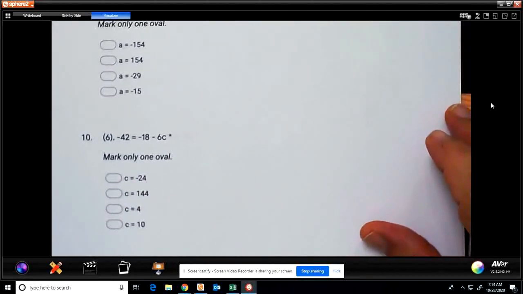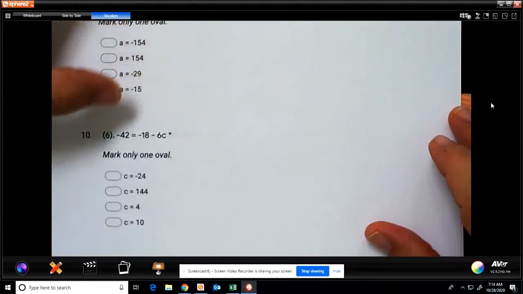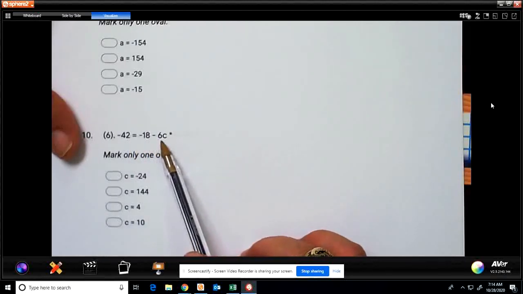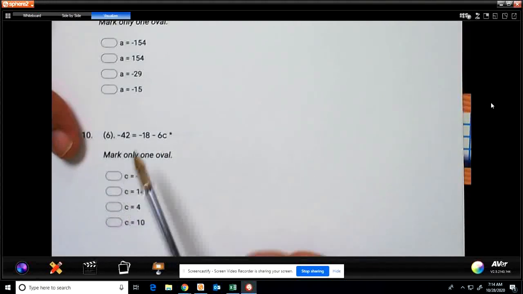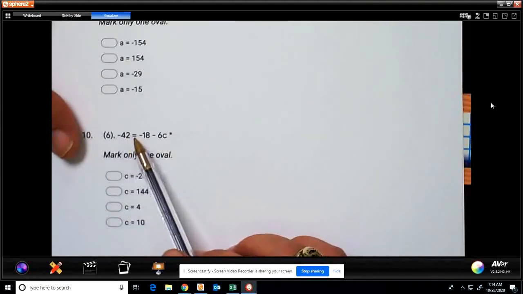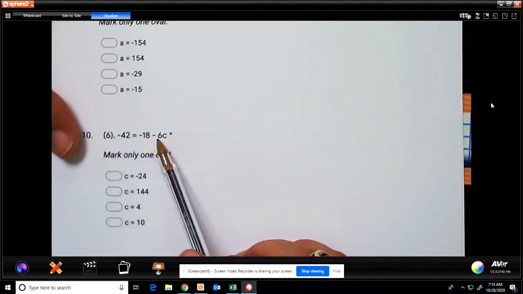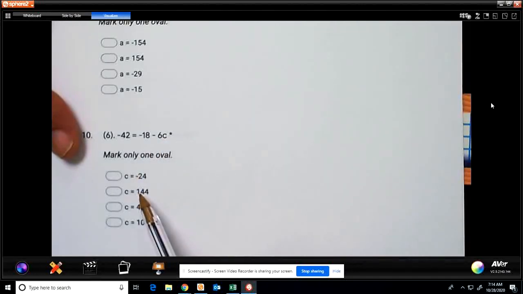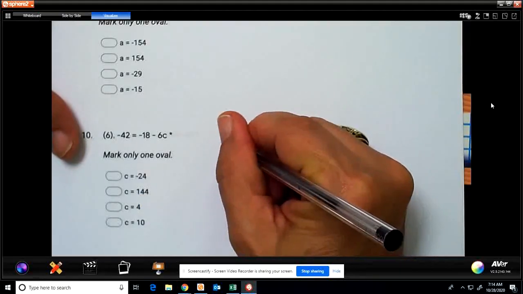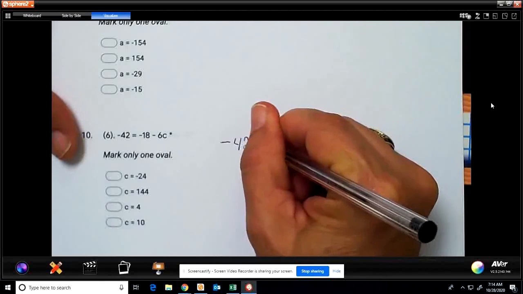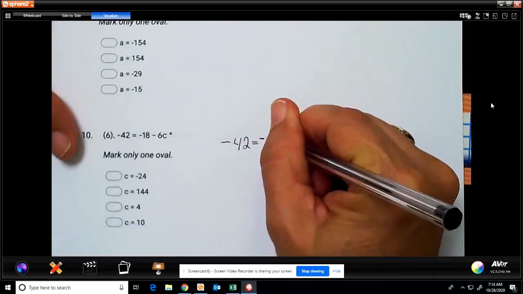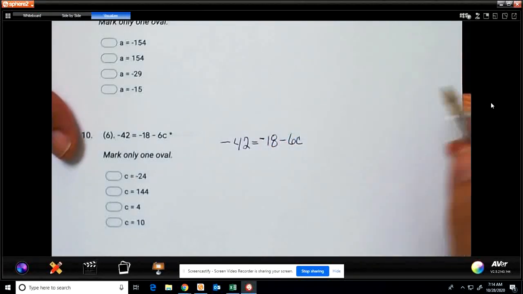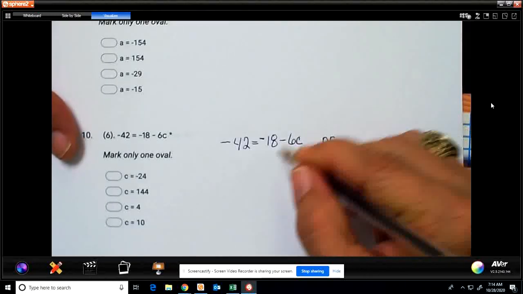Number 6. Says negative 42 equals negative 18 minus 6C. Instead of 6C, I'm going to say 6 times C. Again, I'd write this as negative 42 equals negative 18 minus 6C, or you can rewrite this and still be the same problem.